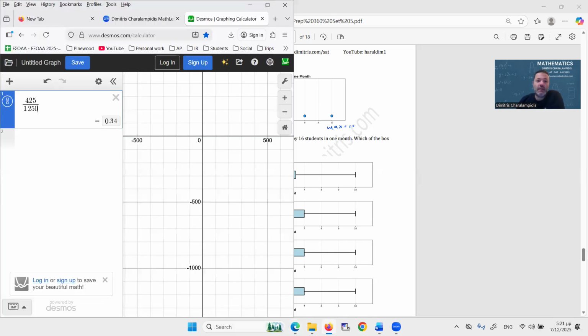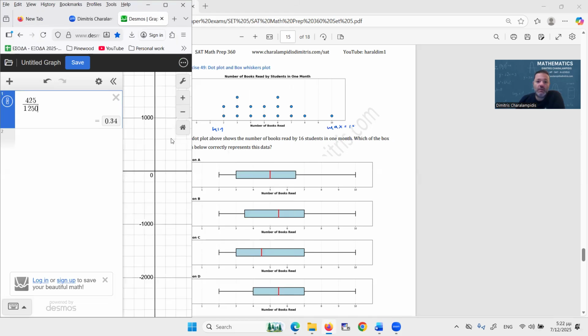Let me jump into Desmos and I'm gonna calculate the median. So I'm gonna write this prompt, median, and open up a bracket. And now I need to carefully input my values. We have two dots at 2, so 2, 2. We have 3 threes, 3, 3, 3. We have 2 fours, so 4, 4.